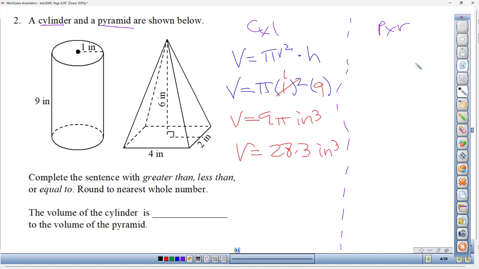And I'm pretty much done with that part. Now let's do the pyramid. So how do you find the volume of a pyramid? That is, volume is equal to the area of the base times the regular height, all divided by 3, right?